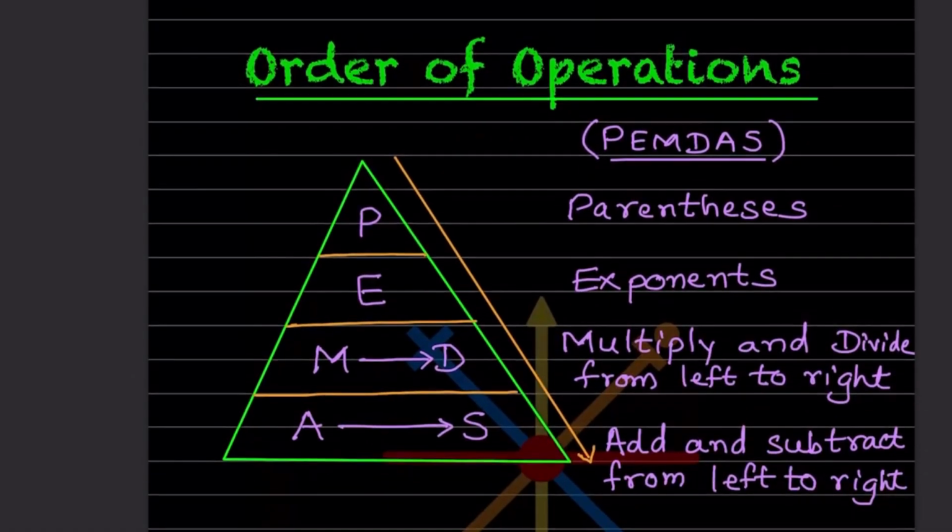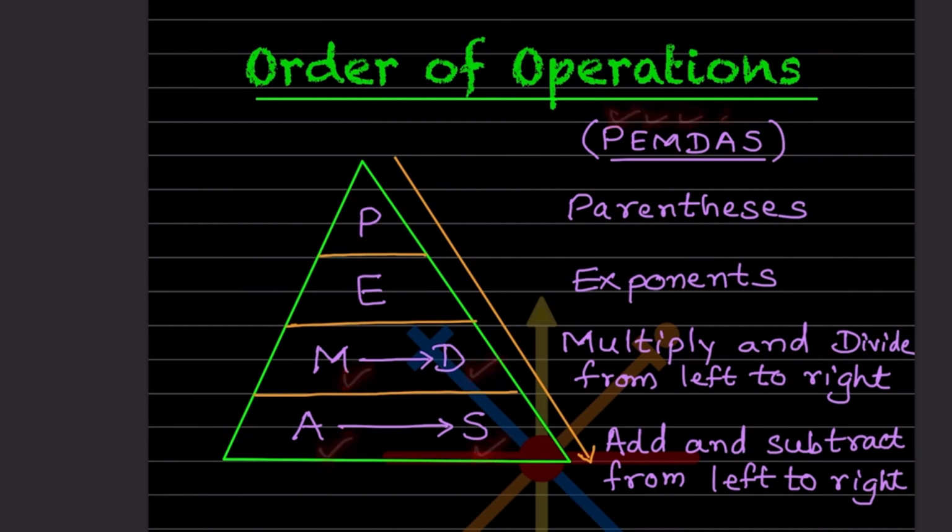Now let us see the order of operations. Suppose now we say PEMDAS. P stands for the parenthesis, so we always start with the parenthesis. I put an arrow over here: parenthesis, exponents, multiplication, division, addition and subtraction.